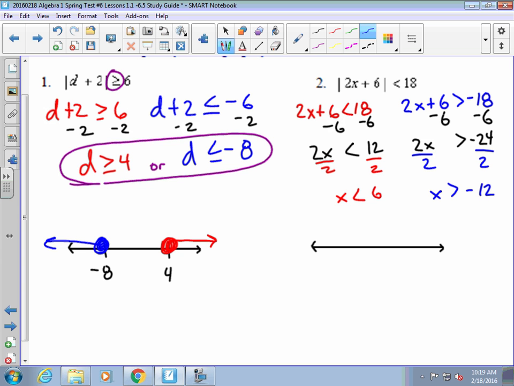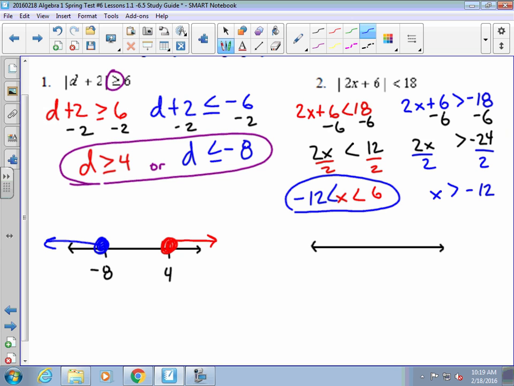So right here we have two inequalities that we need to create a compound inequality. So put your smaller number first. Negative 12 would be smaller than 6. So we'll put it up front right there. And make the symbol go the same direction. So as a compound inequality, negative 12 is less than x and less than 6.